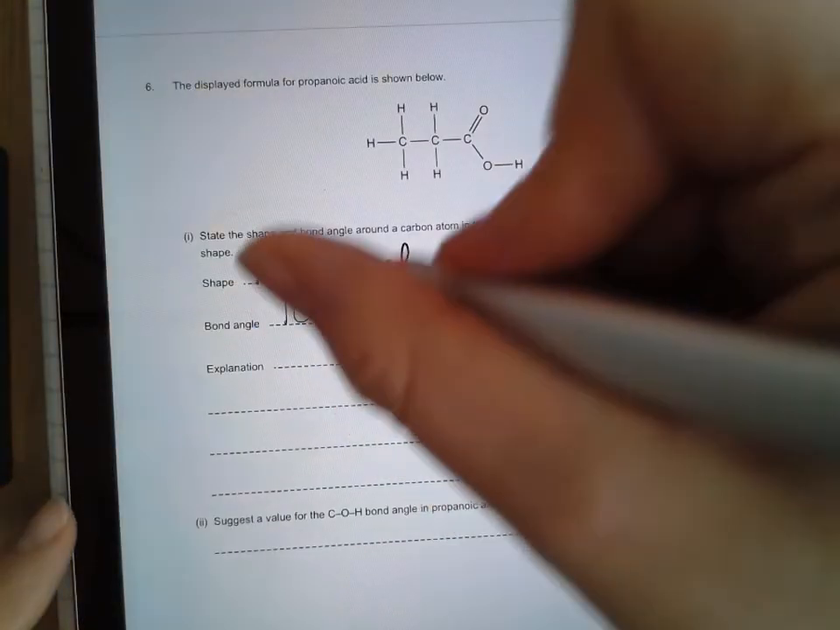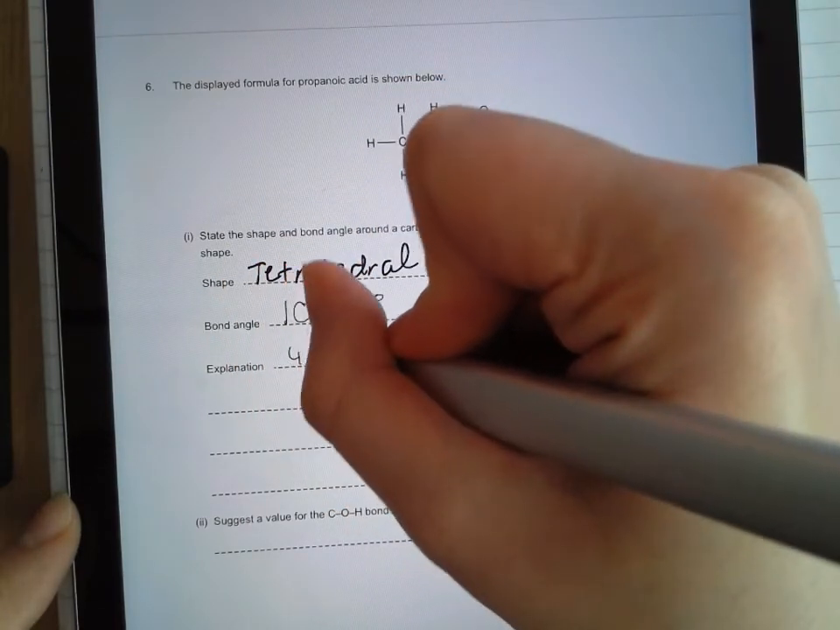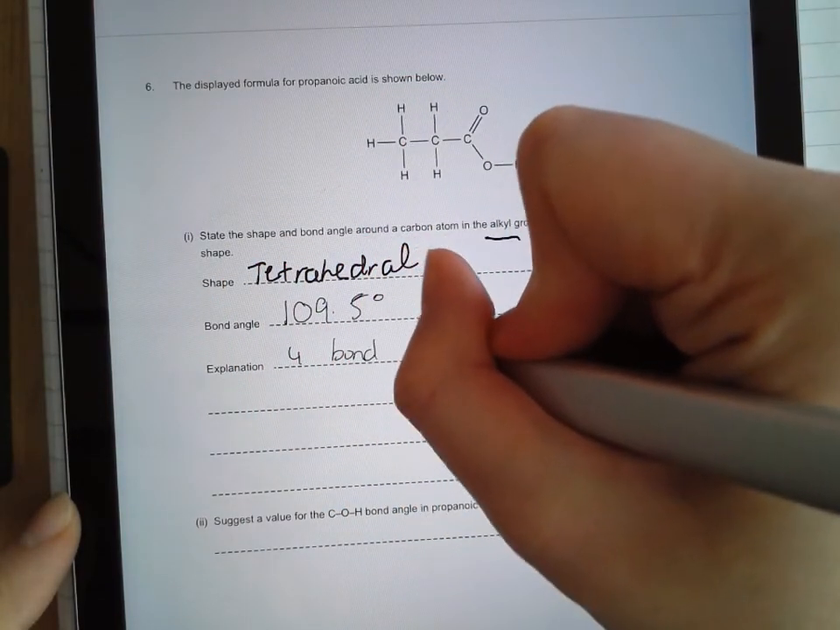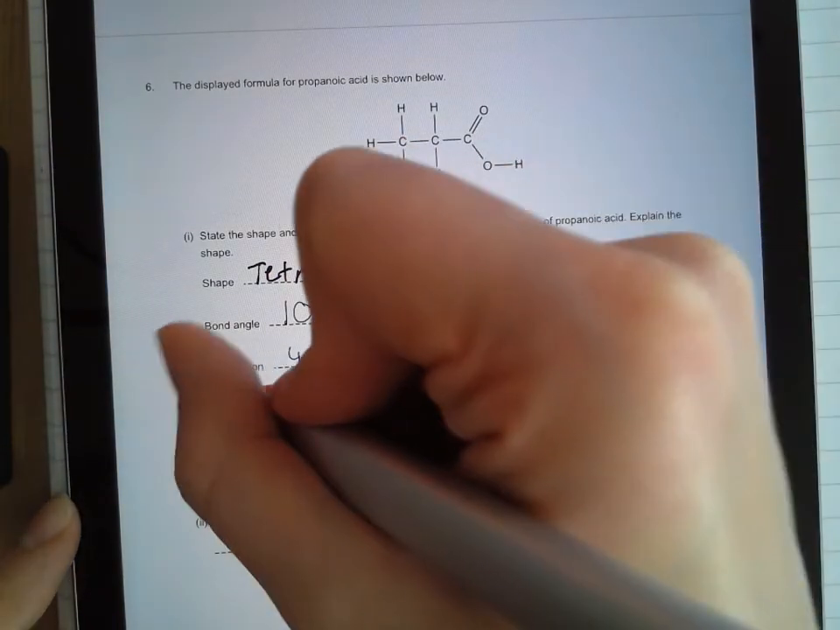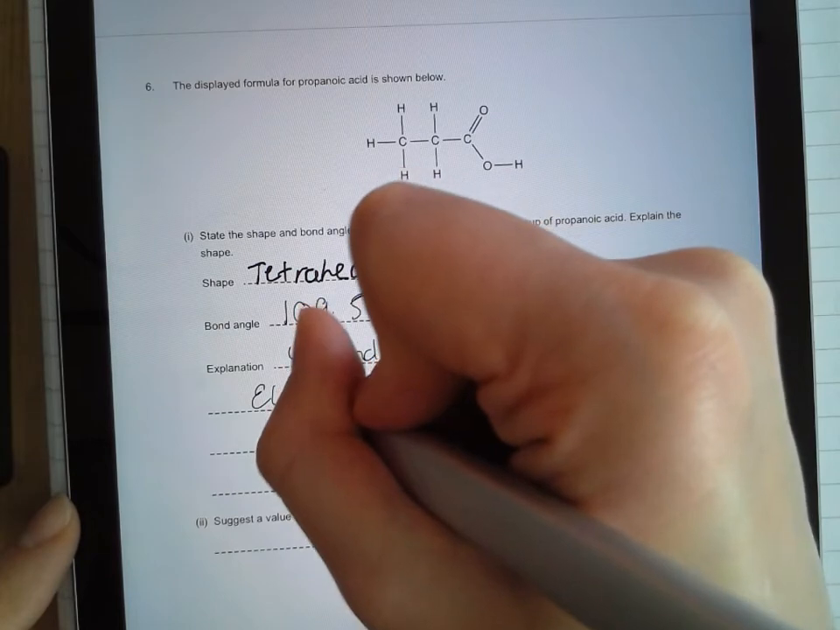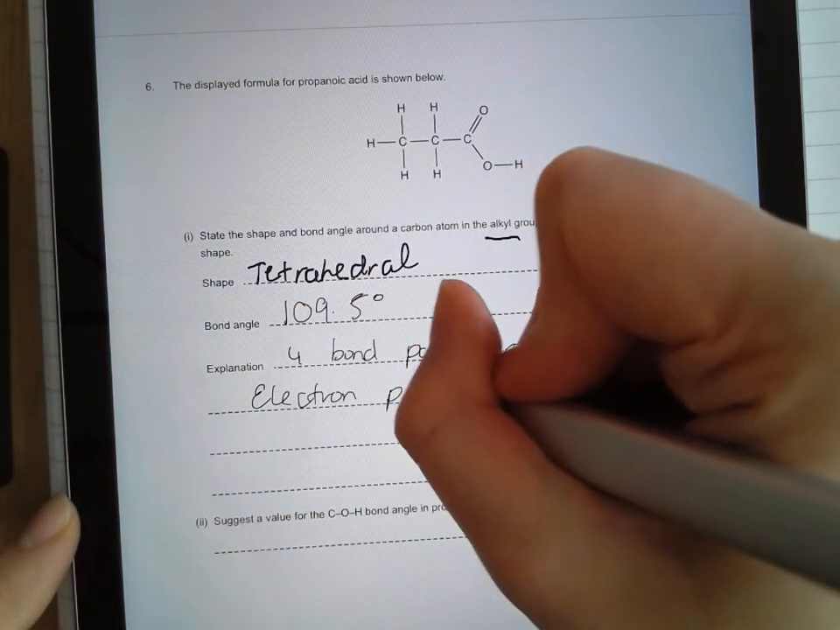And then my explanation, I'm going to say that there are 4 bond pairs around carbon. And again, I'm going to say that electron pairs repel.